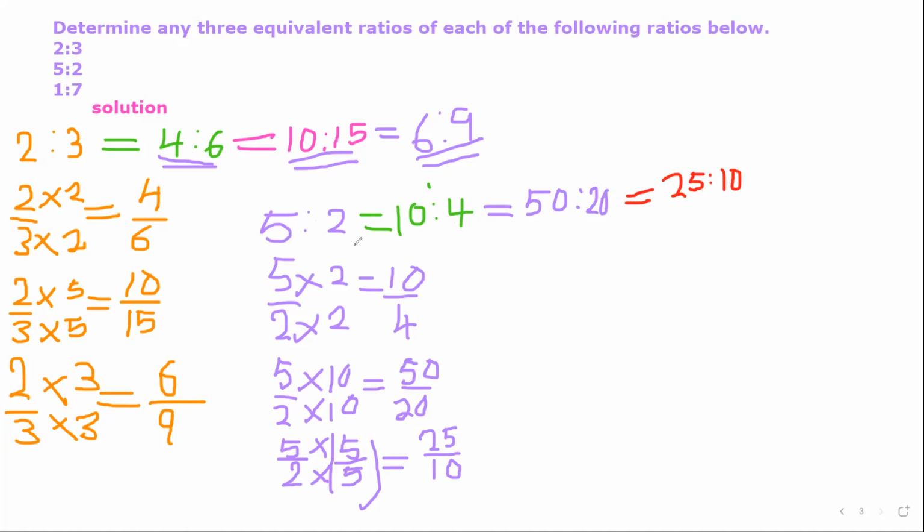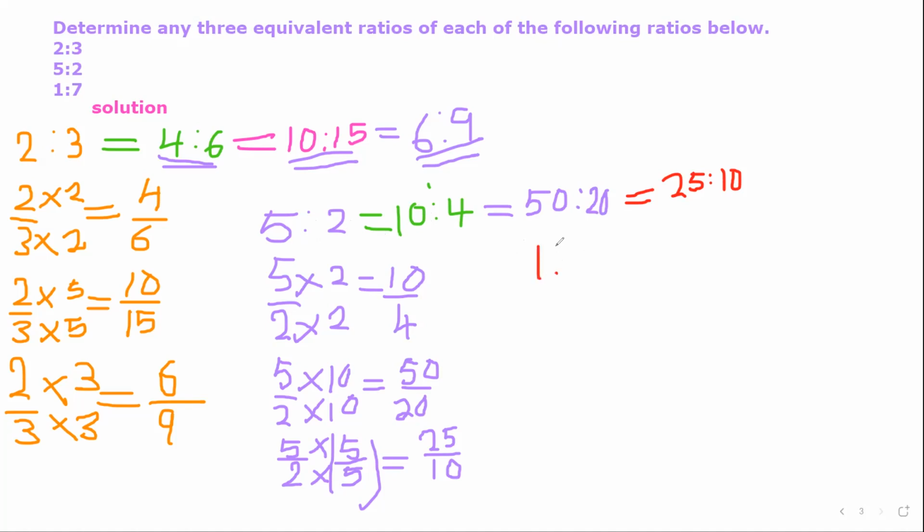Now all these 3 ratios are equal to 5 to 2, because when you break them down, you still get 5 to 2. They are the same as the first one, but you could see clearly that the digits are not the same, but the values or the weight are the same. Okay, good.